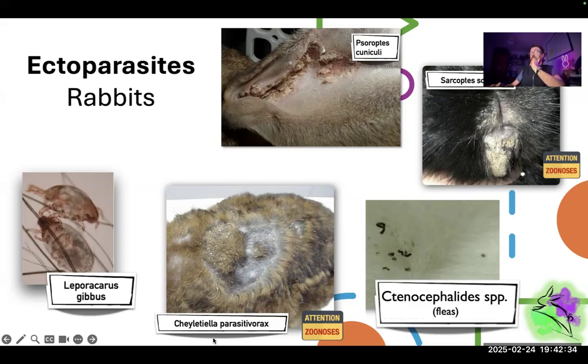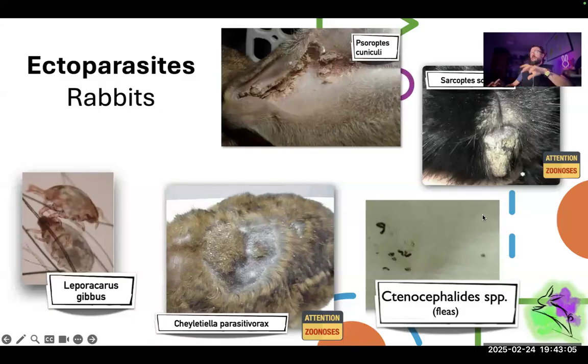Then we have the Cheyletiella parasitovorax, that is characterized by white dandruff on the back, so-called also walking dandruff. Then we have the Leporacarus gibbus, that is mainly localized on the fur, not on the skin, so it's a little bit more tricky to discover. And then we have the Sarcoptes scabiei, that is the mange in humans.